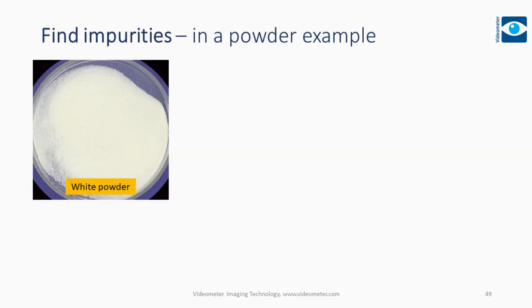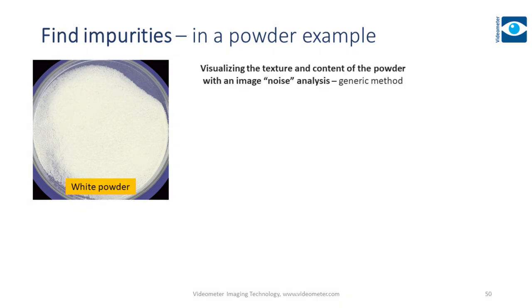Now moving on to a quite different example. Here we are dealing with some white powder. At first, the powder seems very homogeneous. But if we perform a noise analysis on the image with the Videometer Lab software, we will be able to exploit some details in the sample which at first are not immediately visible to the eye.